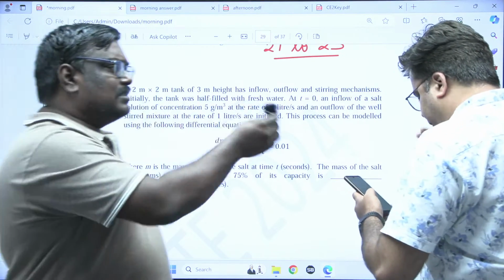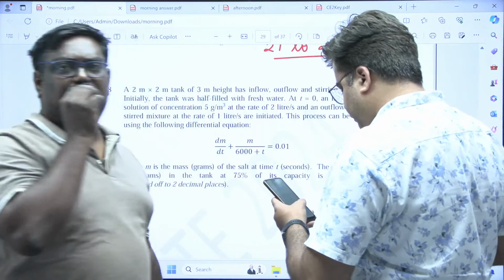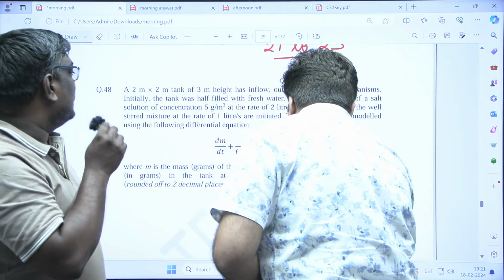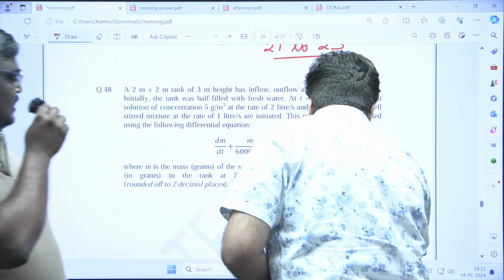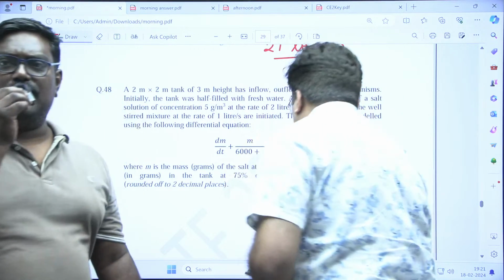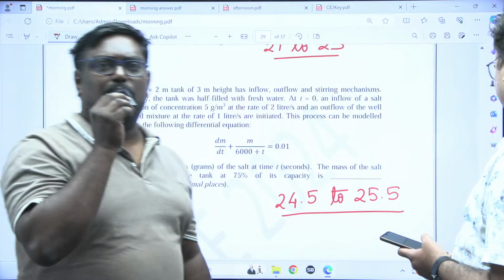And yesterday we have done this problem, sir. We had written something like 25.3 and they have given the range 24.5 to 25.5. Any answer in that range is correct. This is a 2-meter tank question, from fluid mechanics, no, sir? Yes, sir. So the question is from fluid mechanics, and the answer range is 24.5 to 25.5, students.